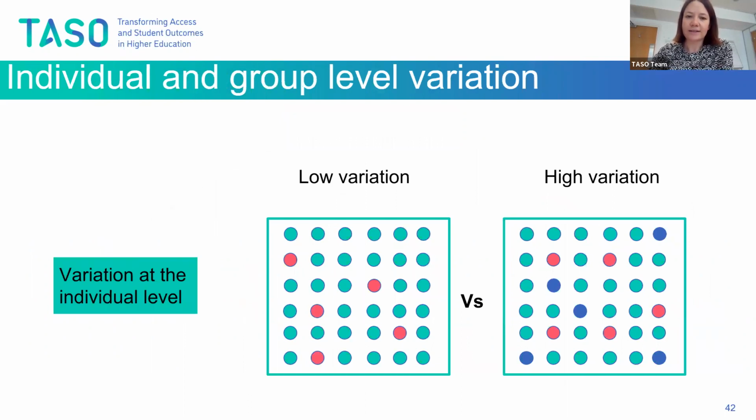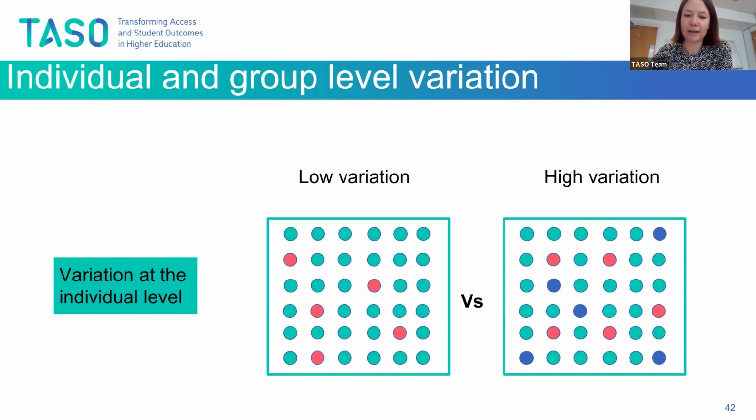When thinking about cluster RCTs, it's really important to think about variation. So here you can see that one cluster has more variation at the individual level. So you can see the box on the right has different colored dots, or more variance in terms of how the dots look. And it's possible for a cluster to have low variation, and it's also possible for a cluster to have high variation at the individual level.